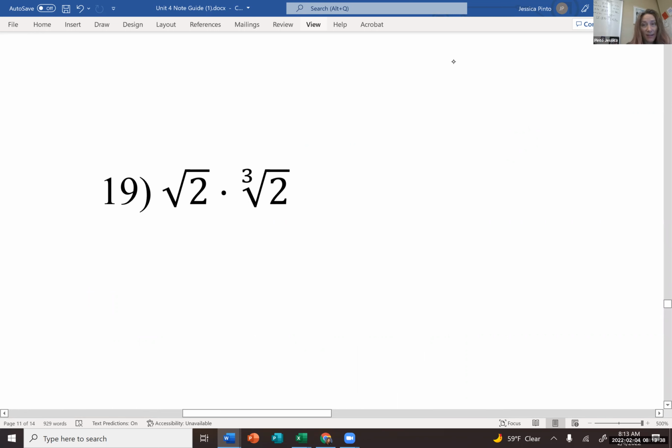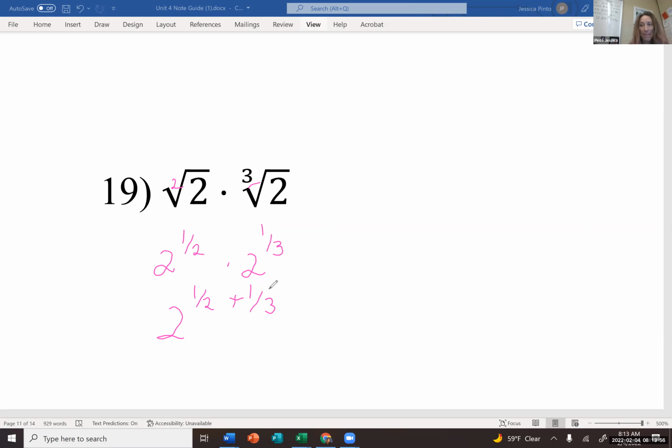The base here is 2, and the index here is 3. So I've got 2 to the 1/2 times 2 to the 1/3. And so I want to do 2 to the 1/2. It's timesing, so we add exponents.